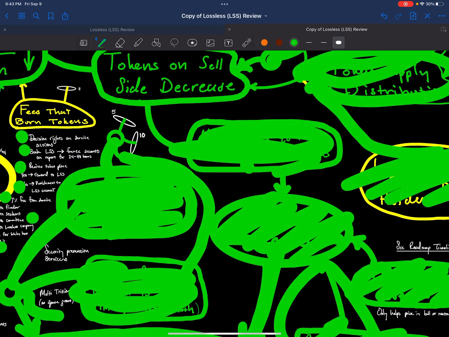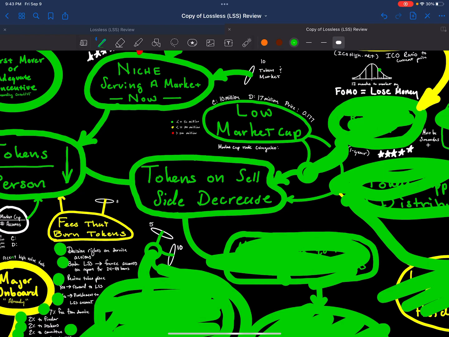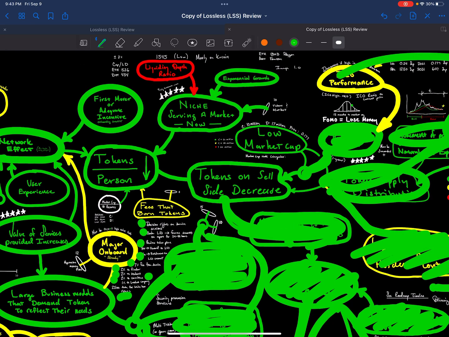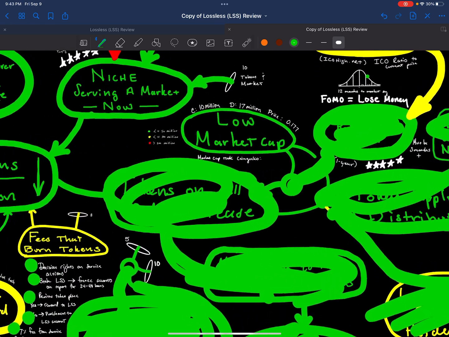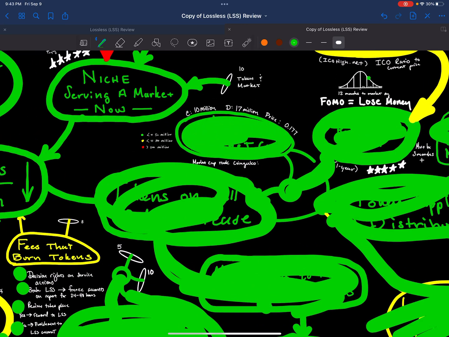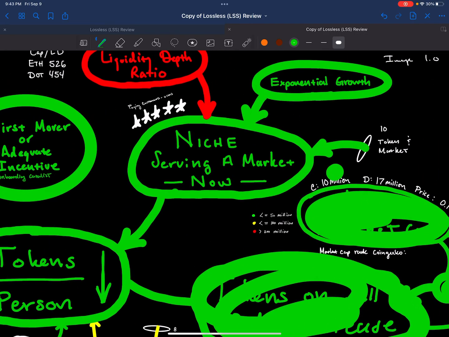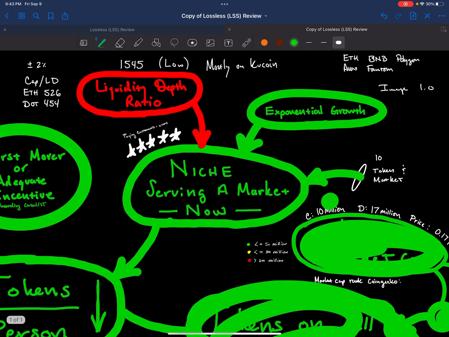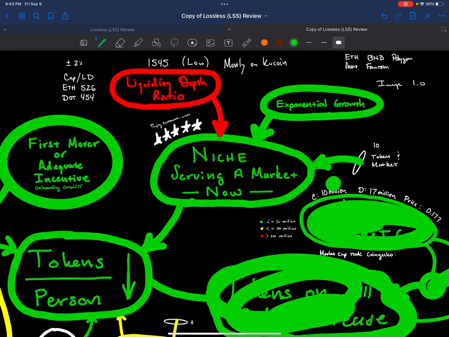Money needed to move up. Token price goes down, token sell side to decrease, expect that. It is a low market cap: 10 million right now circulating, diluted 17 million. Current price, 17 cents. So this is a low market cap. Liquidity depth, now this is something to think about regarding services provided. Its liquidity depth is a third of where I'd like to see a healthy liquidity depth. So it definitely needs to get more buy and sell action.